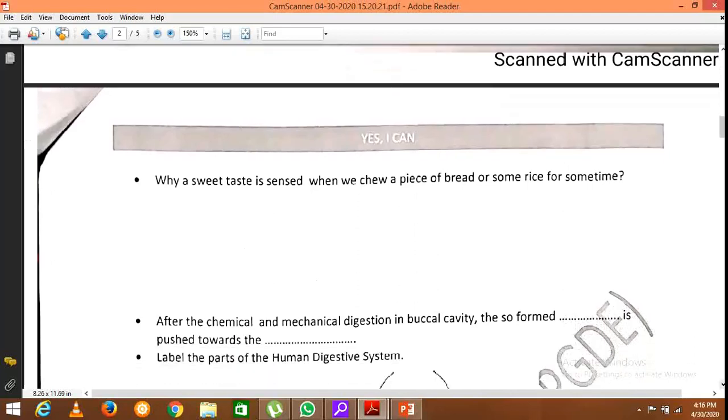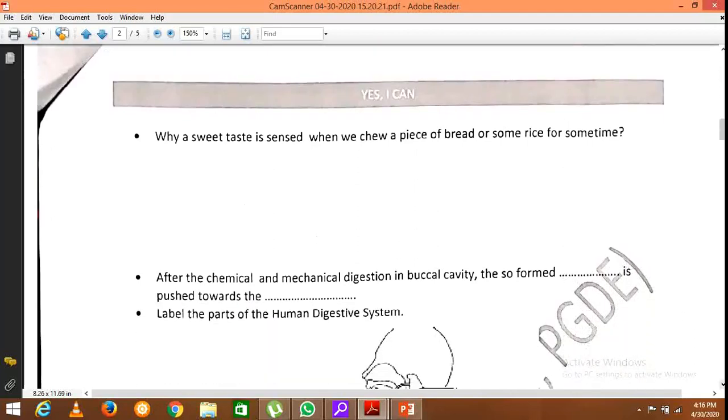Then you are asked why a sweet taste is sensed when we chew a piece of bread or some rice for some time. You may have experienced this and you know the reason as well, because this bread or rice contains starch. Digestion is started inside the mouth.